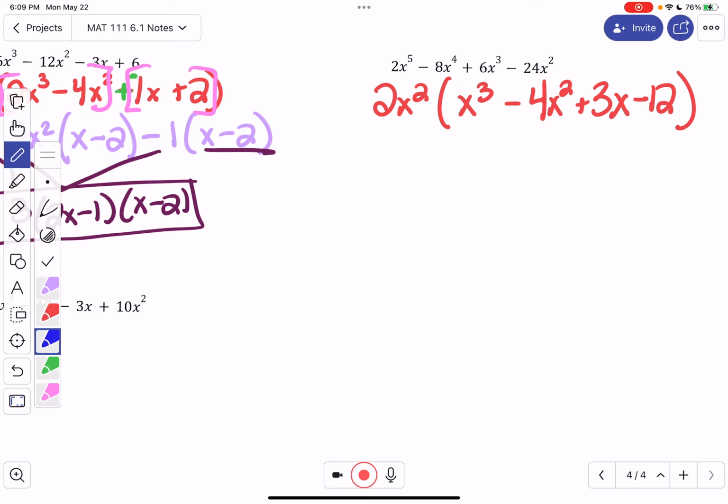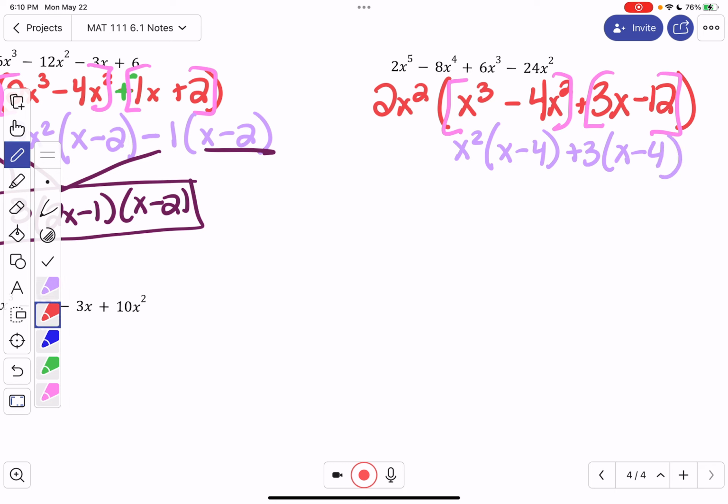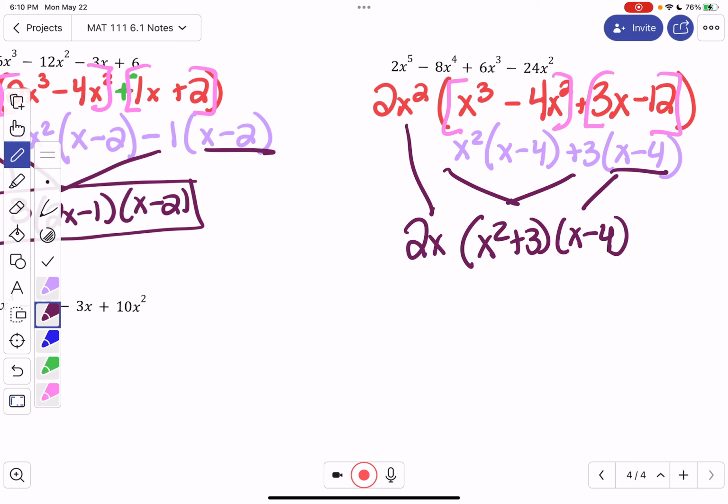Our exponents go 3, 2, 1, 0, so we're all set. The middle is a positive, so that's all set. Make my two binomials. Take out the greatest common factor. So here I can take out x squared. Here I can take out 3. Now I rewrite those. So we have an x squared plus 3. We have an x minus 4. Bring down our greatest common factor. We have factored this out.